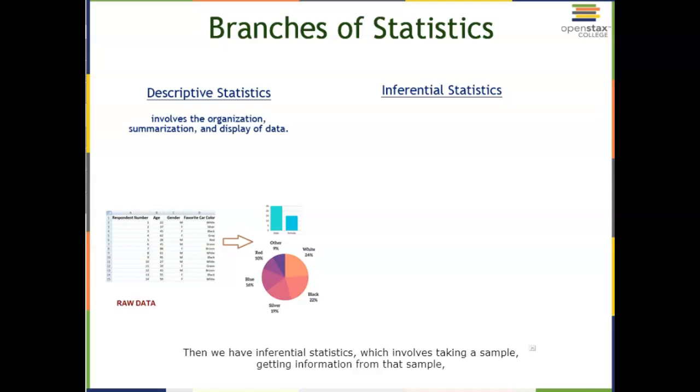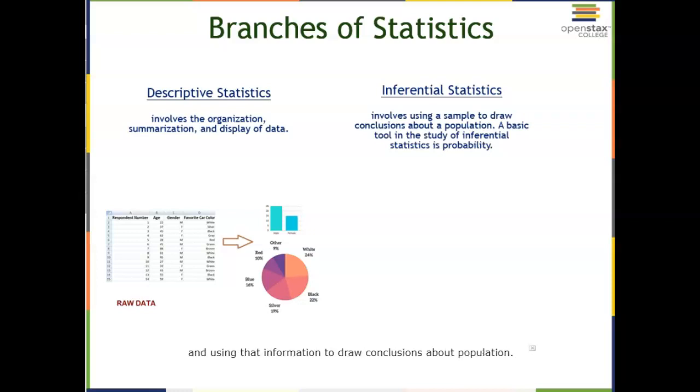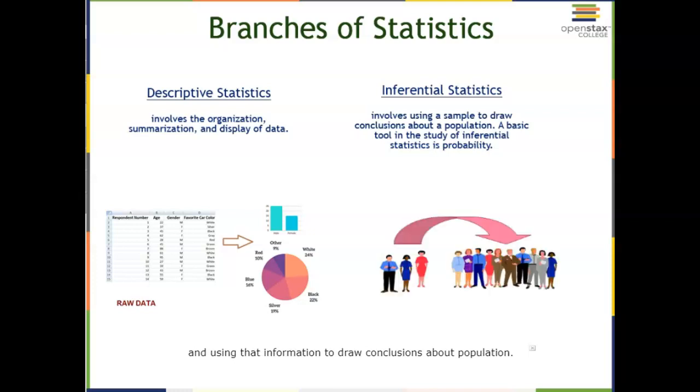Then we have inferential statistics, which involves taking a sample, getting information from that sample, and using that information to draw conclusions about population. One of the other tools that we'll use in statistics is called probability, the likelihood of something happening.